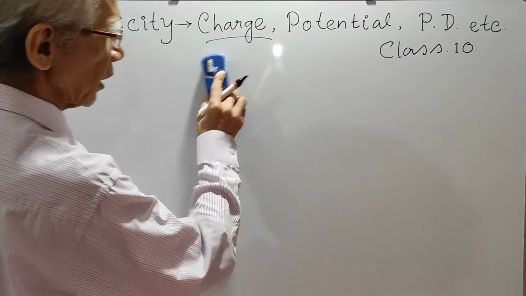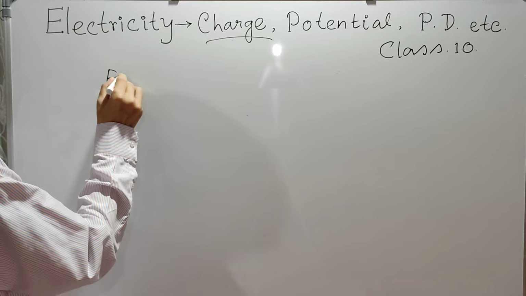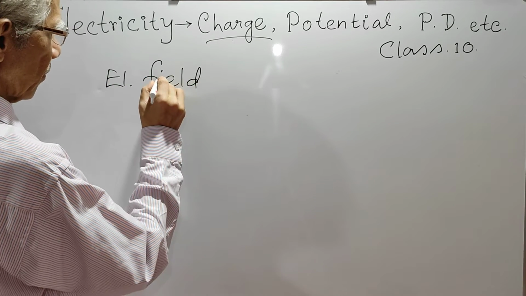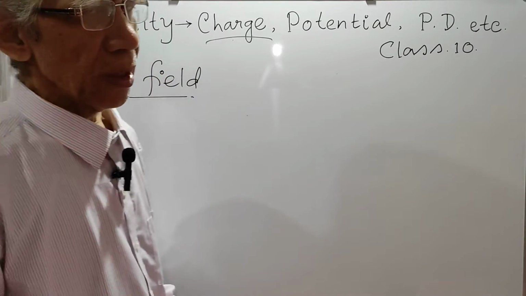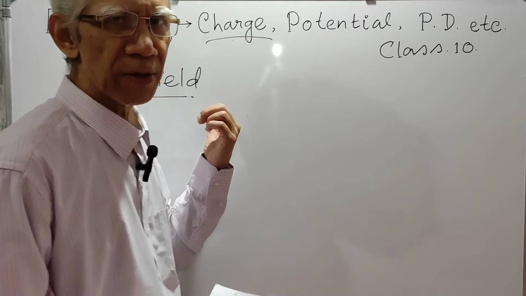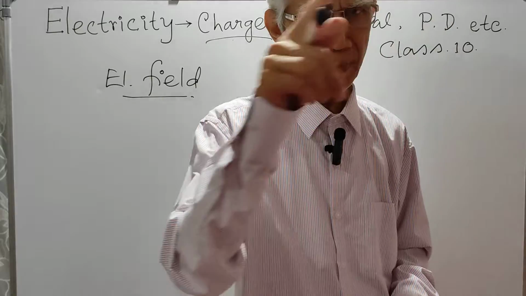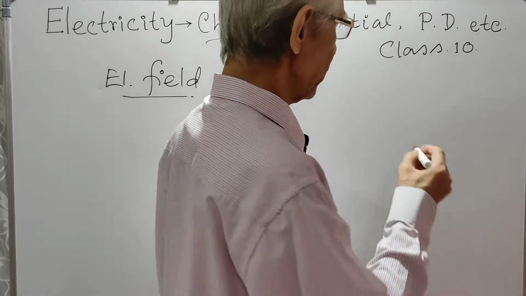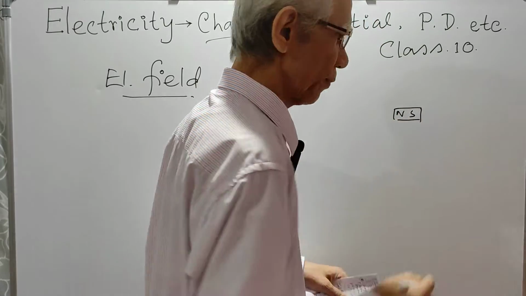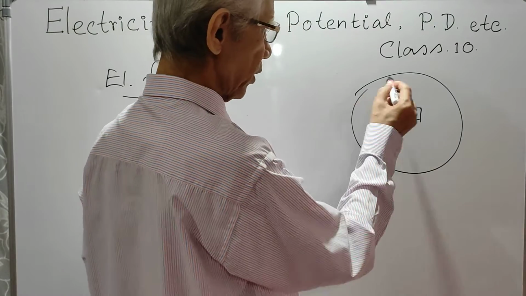Now before potential, you have to know one term, electric field. Now there is a term magnetic field. Similarly, there is this term electric field. Now a magnet has a zone of influence around it in space. Suppose this is a magnet, North Pole, South Pole. Now this magnet has a zone of influence around it.